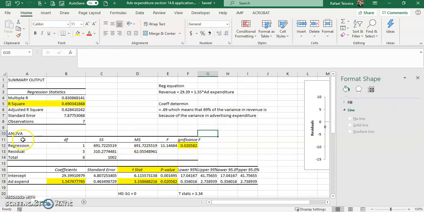But remember, in the ANOVA we have a source of variation which comes from regression, a source of variation which comes from residual, and then we have the degrees of freedom, we have the sum of squares, we get the mean squares, we divide one by the other, and then get an F statistic which has a certain p-value. Okay, so this covers almost everything, and that's it.